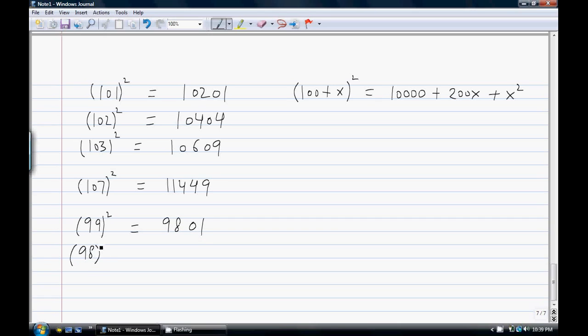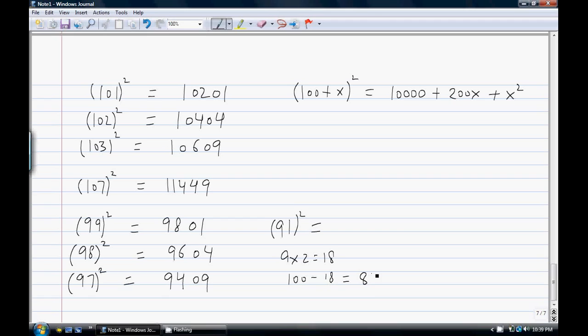Similarly 98 square will be 9604, and 97 square is equal to 3 2s are 6, so 94, and 09. So I can go until 91. So 91 square is equal to, 9 times 2 is equal to 18, and 100 minus 18 is equal to 82. I'll write 82 here, and then 9 square is 81, so I'll write 81 here, so 8281.